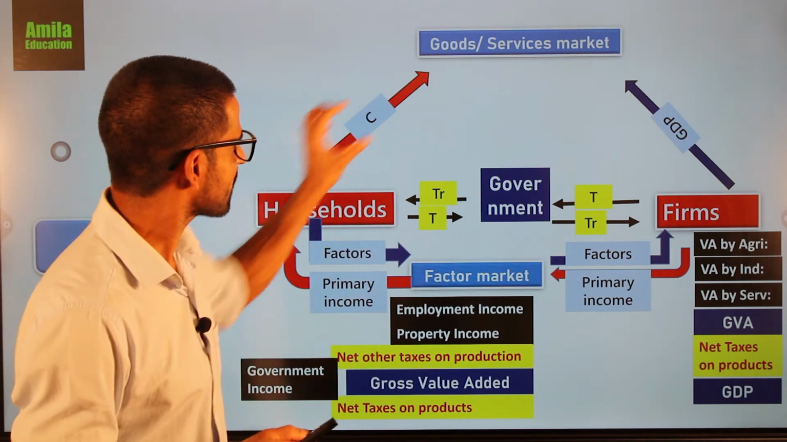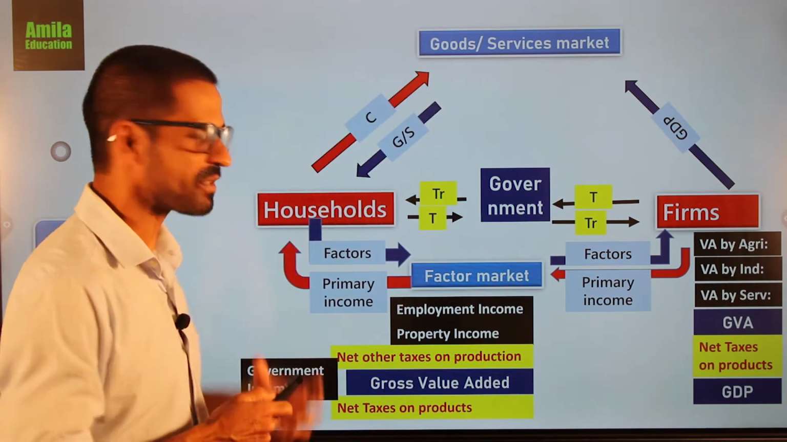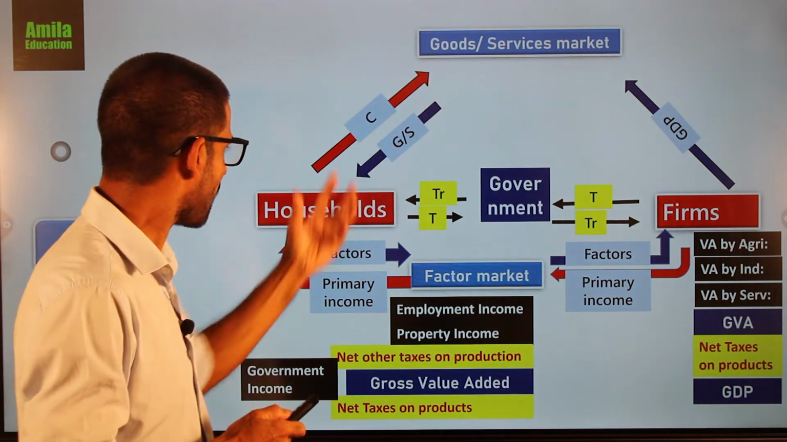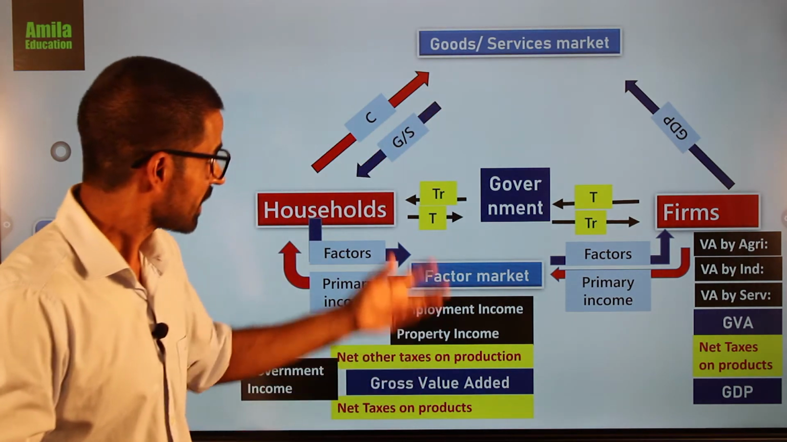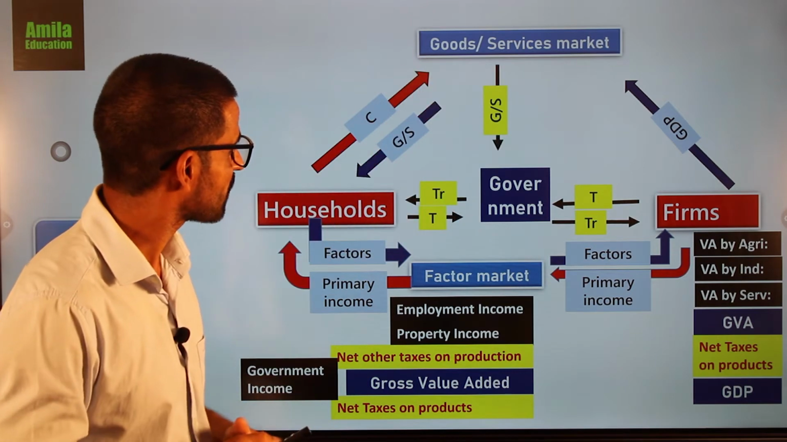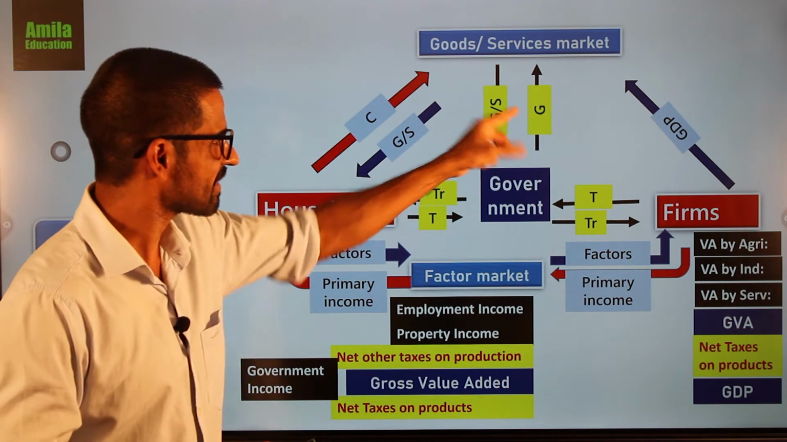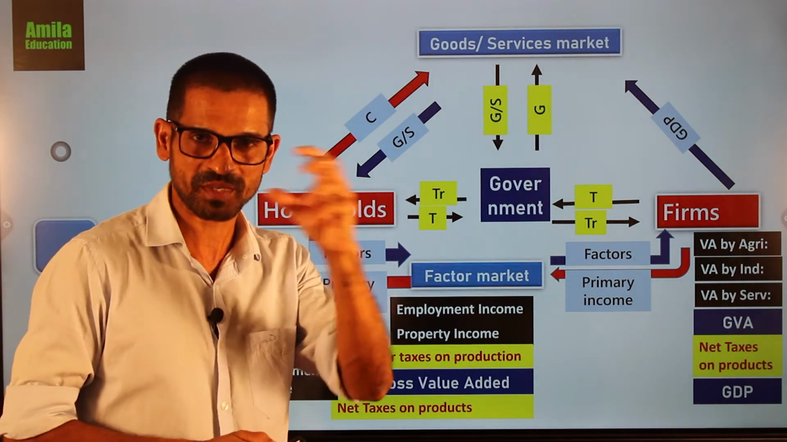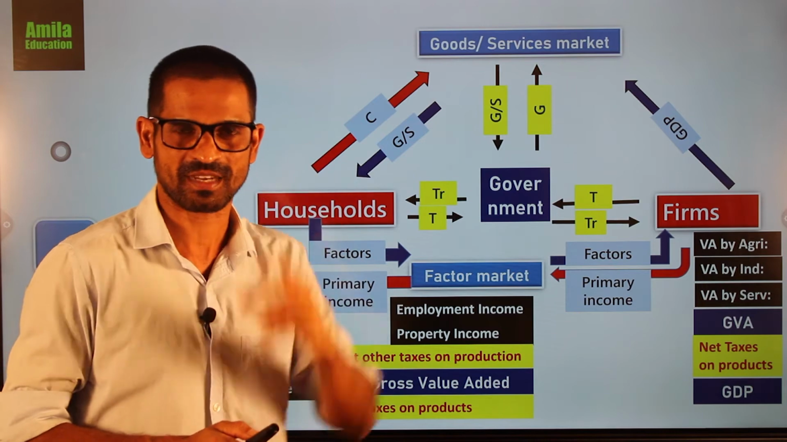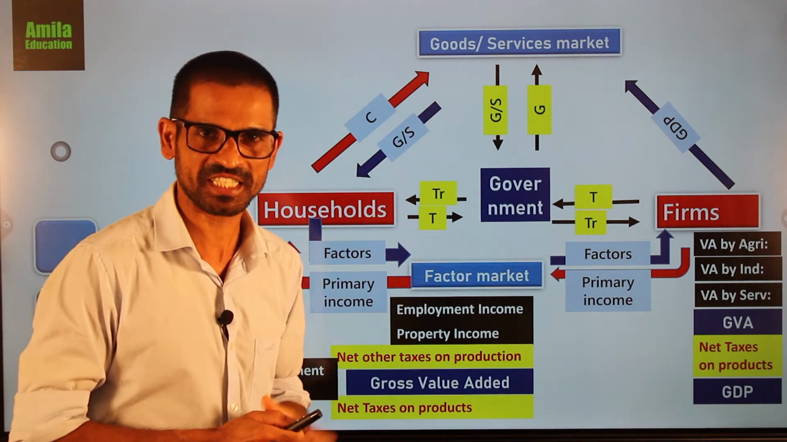The expenses go this way and the goods and services move this way, from the goods and service market to households. Then the government also purchases goods and services. The payment is known as G, government purchases or public consumption, government consumption, which is represented by the letter G.